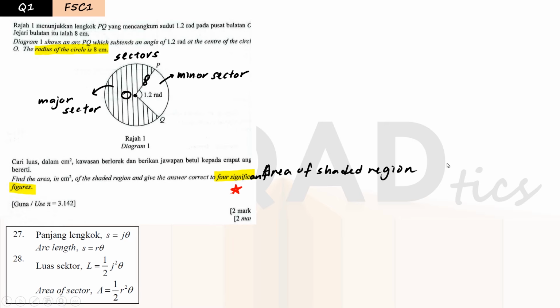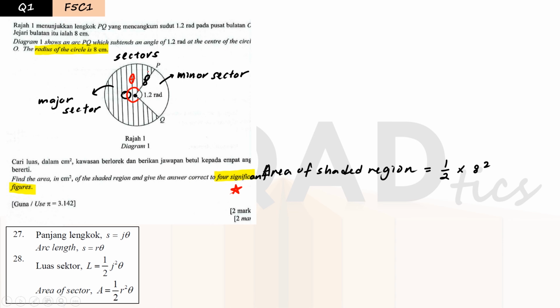Let's start off with 1 over 2, and we multiply by the radius of the circle or the sector, which is given here, which is 8. And don't forget the square here. And theta here is the angle of the major sector, which is this one.